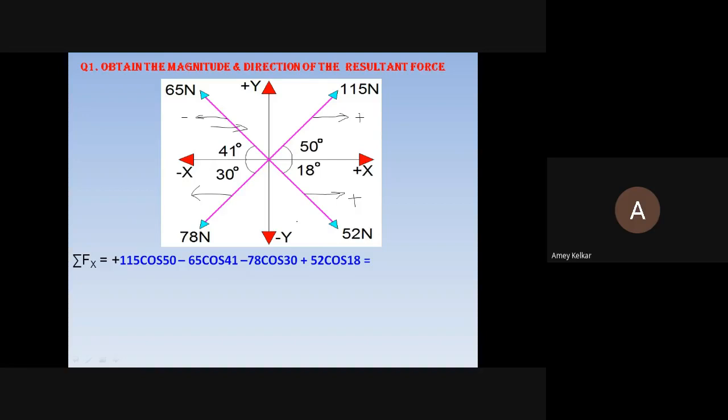Muskan, can you tell me the answer you have got for Fx? 6.7694. Yeah. Here in the decimal points, some differences will happen, because if you use full digits in a continuous calculation, this is fine. 6.76, I've rounded off to 6.77. So please note down, those who have not got this example correctly, where you have made a mistake.